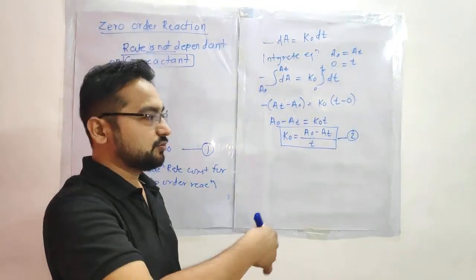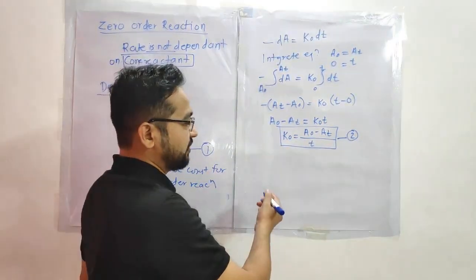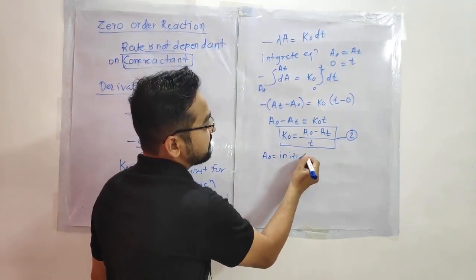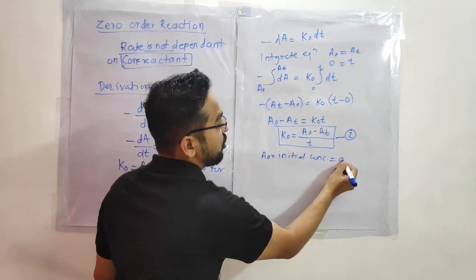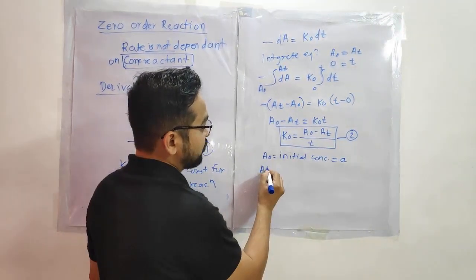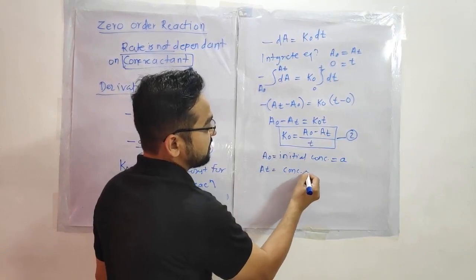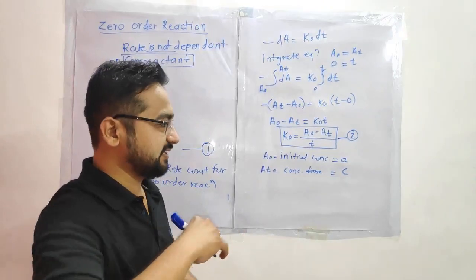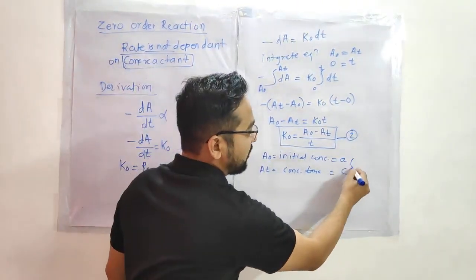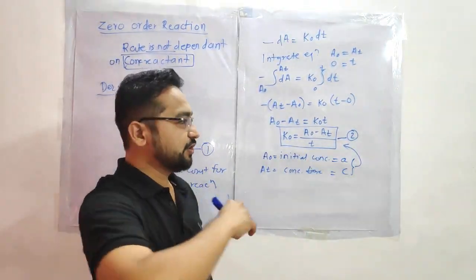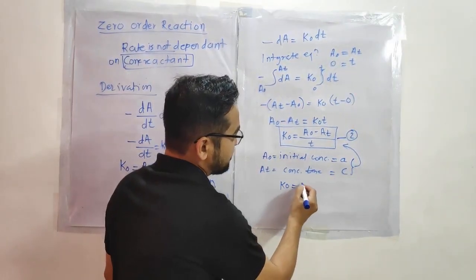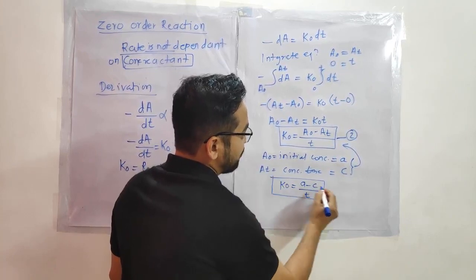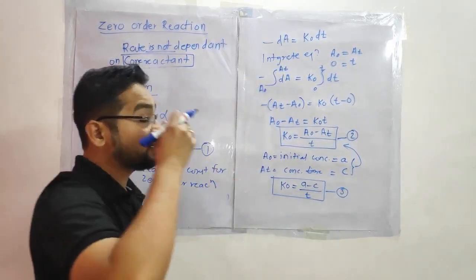Now if you want to simplify this equation, generally a0 is your initial concentration, which can also be written as small a. At is your concentration after some time t. Let us substitute this value with c. Now if you substitute these two values in the above equation, the equation will be termed as k0 is equal to a minus c divided by t. So this is another form of your equation. This is your third equation.